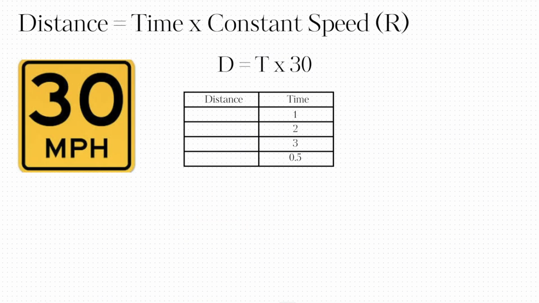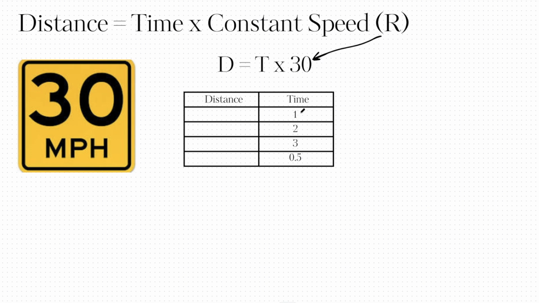We're going to use a formula called distance equals time times the constant rate of speed, which is labeled r. That's the variable for constant speed. What we're saying is the constant speed is 30 miles per hour. I'm sure you've all seen signs on the side of the road that show the maximum speed allowed on a road. So we plug in 30 for the r. That's the value of r.